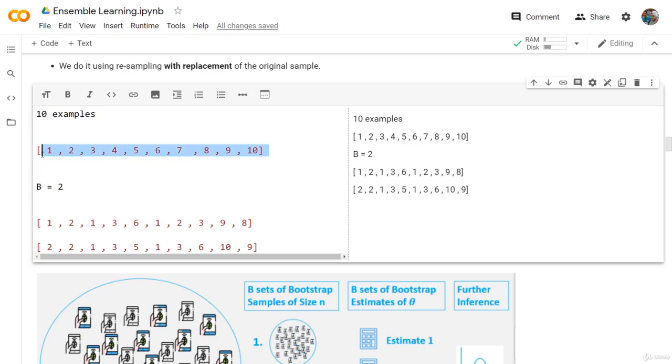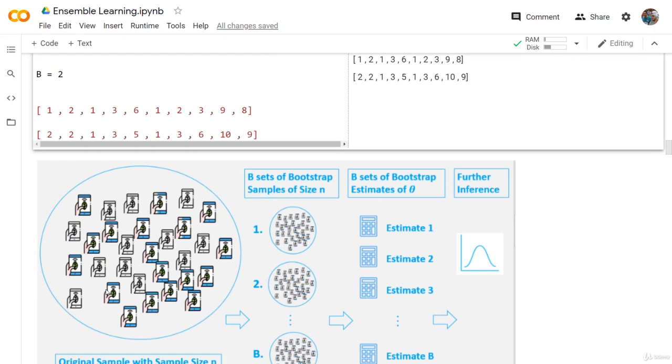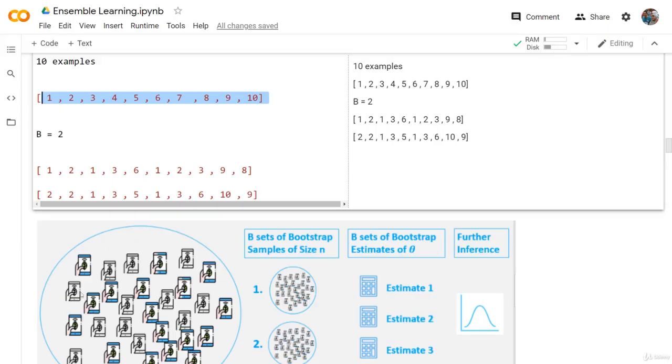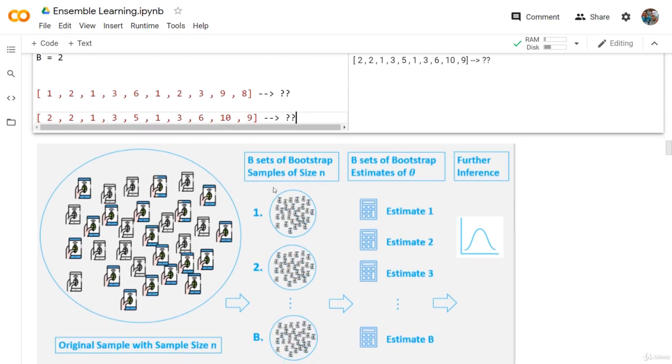We have 10 examples, and they are unique examples corresponding to our original sample, and then we construct B new sets. Each of them has a sample of size n, right? And we do this with replacement, so we have repeated examples. So what we are going to do next, here we will calculate the mean. So the mean of this data should be 5.5, right? And here we will also calculate the mean of the data, and here we will also calculate the mean of the data. So for each set, we will calculate the estimates, right?